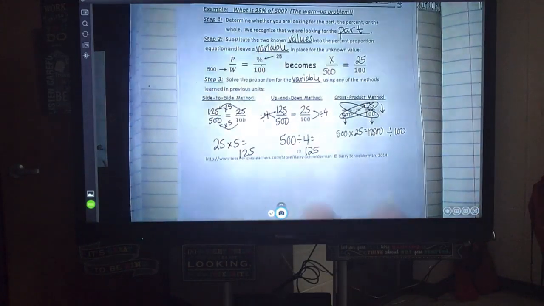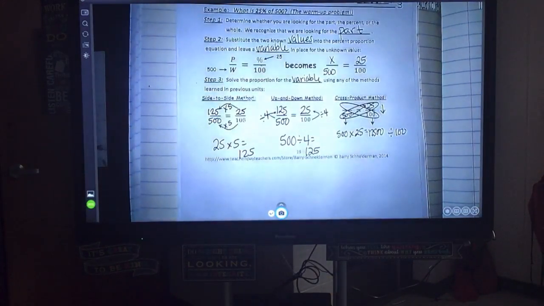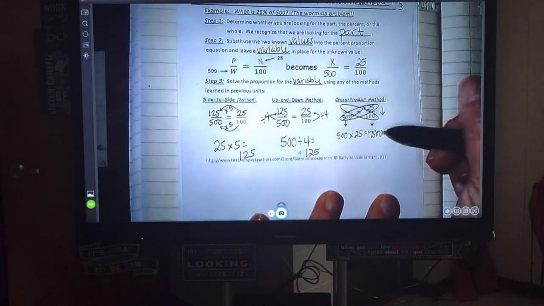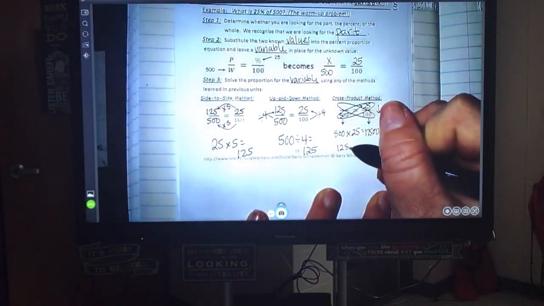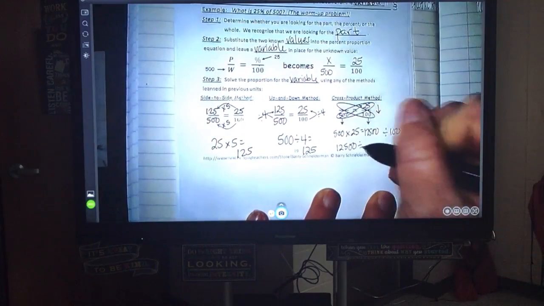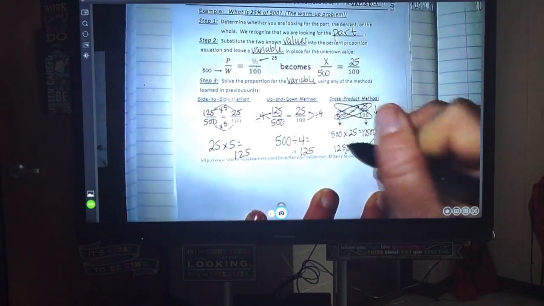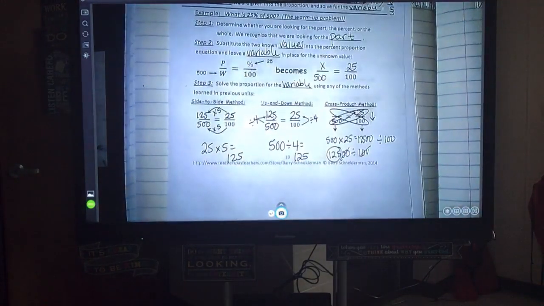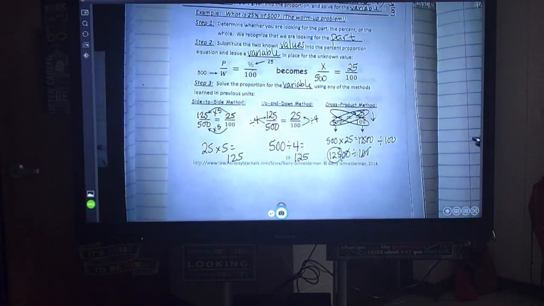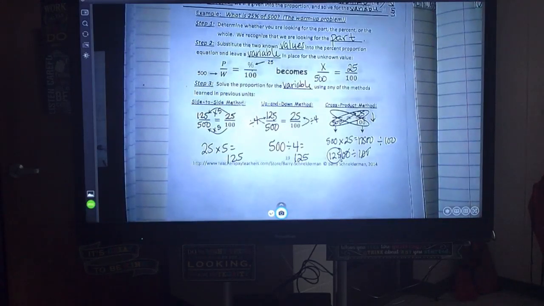And I really like this method when you're finding the part because it's super easy if you have a really nice number here. So we have 12,500 divided by 100. I just cross off my zeros and I get my answer. If everything works out nicely. Now it doesn't always work out that nice, but when it does, it's nice. So those are the three methods.